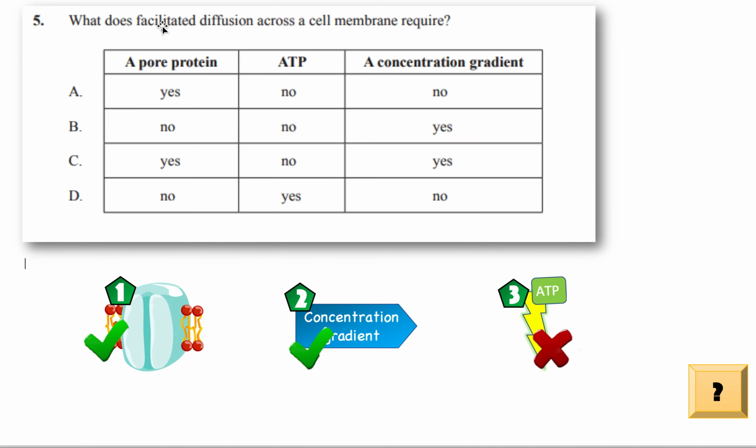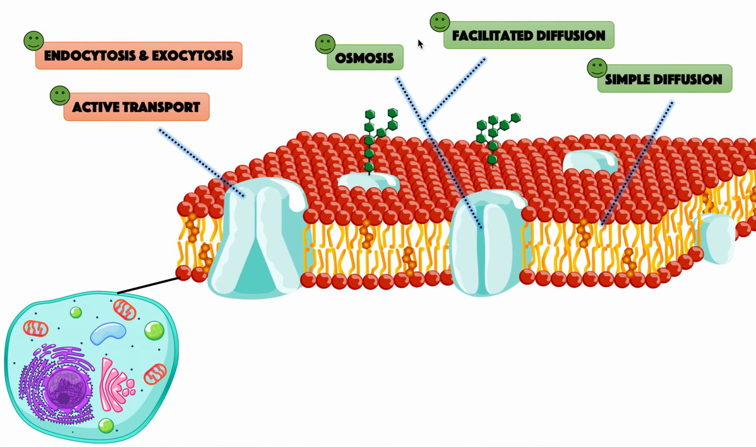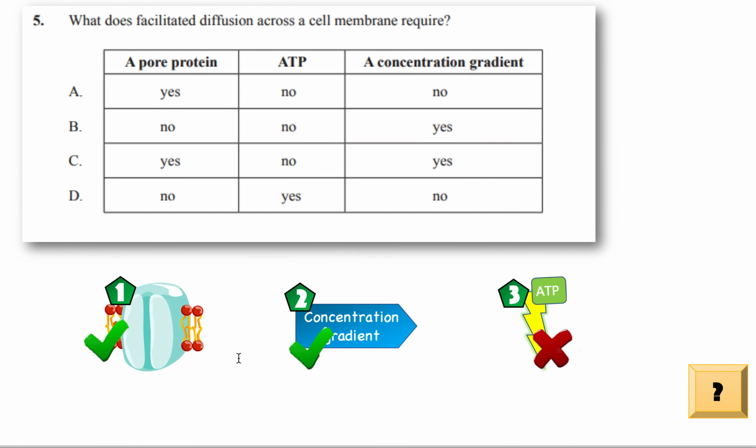So, what does facilitated diffusion need? Facilitated diffusion needs a protein channel. It needs a protein. It is also a passive process, which means it doesn't need ATP, which means the only way things can move is naturally, and things only move naturally down a concentration gradient, so from an area of high concentration to an area of low concentration. So it needs a protein channel, it needs a concentration gradient, and because it has a concentration gradient, it doesn't need ATP. So let's look here at what they have.